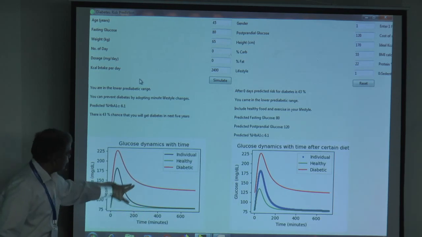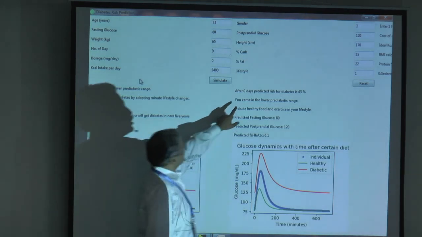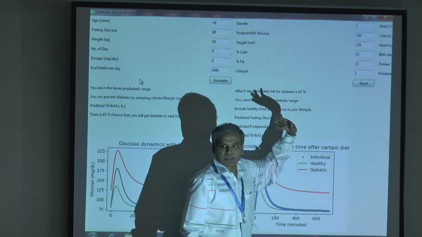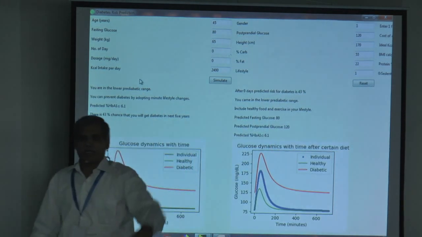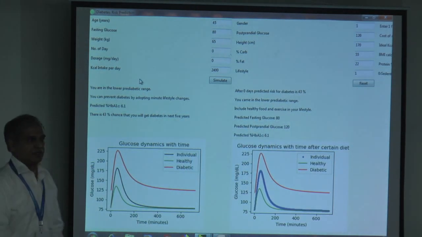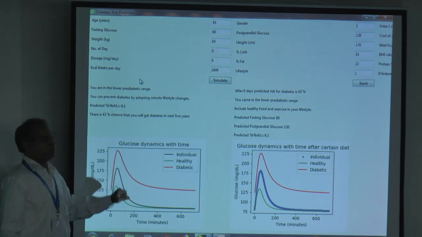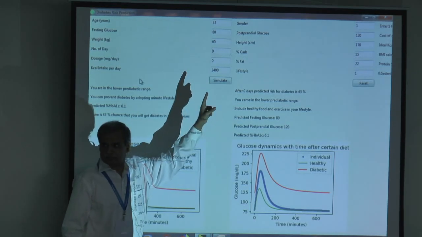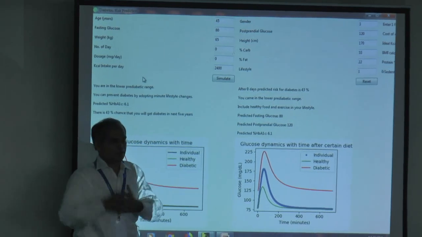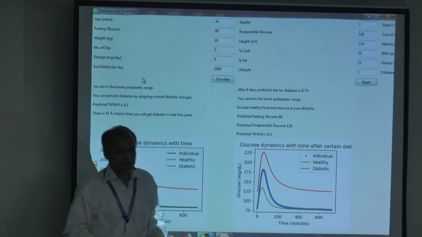So now this will tell you what is the extent. Predicted diabetic risk is 43%. It means that in the next 3 to 5 years, there's a 43% chance that you may get diabetic, because this is for the Indian population. And I'm now predicting what would be the dynamics given these inputs. So what would be the future diabetic risk?